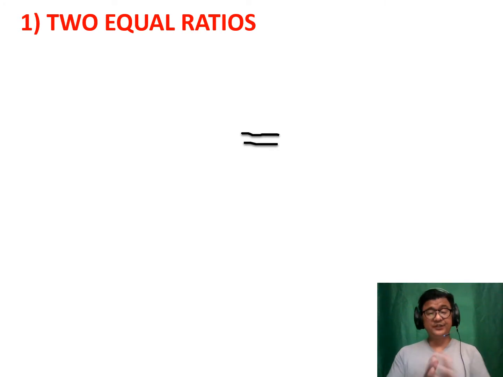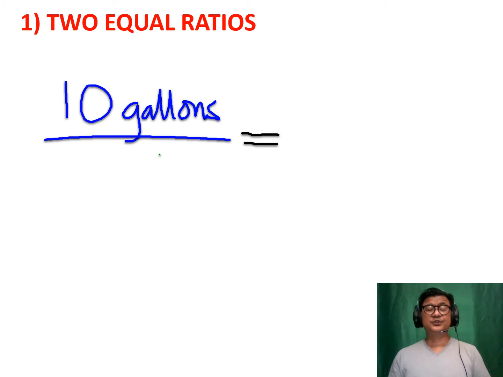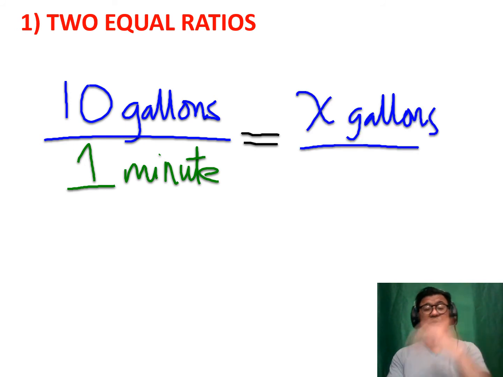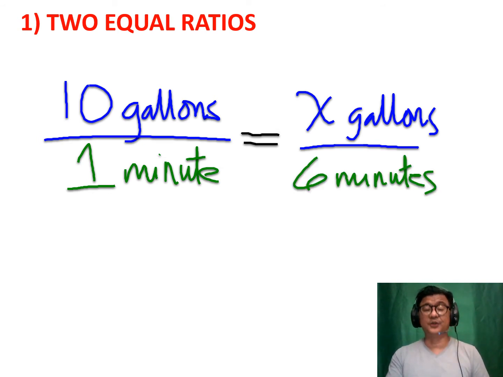So the first representation is two equal ratios. We learned that the swimming pool is filled with 10 gallons of water for every 1 minute. That's the unit rate. Remember unit rate? If it has a value of 1 below, that's a unit rate. Then make another equal ratio on the other side. I don't know the number of gallons, but I know I need to fill it for 6 minutes. So x on top, 6 minutes below.